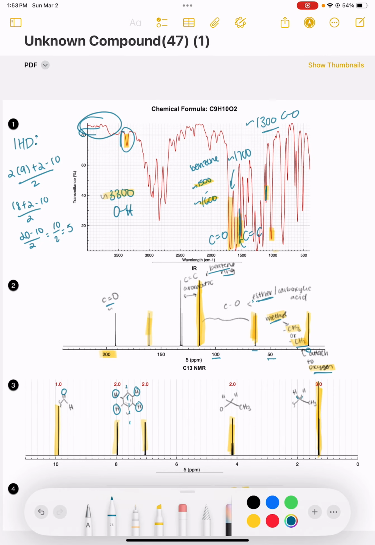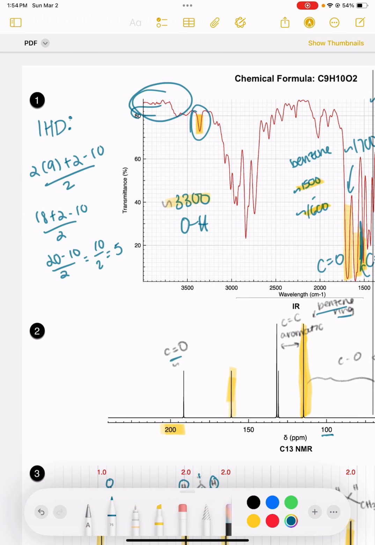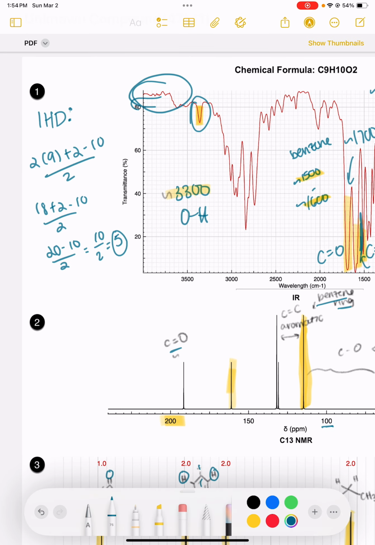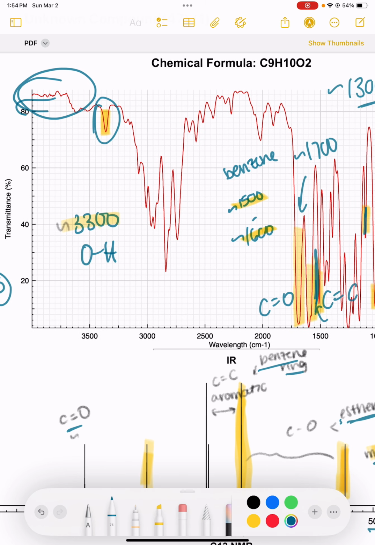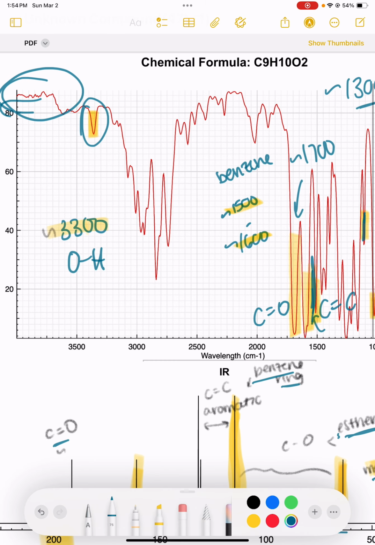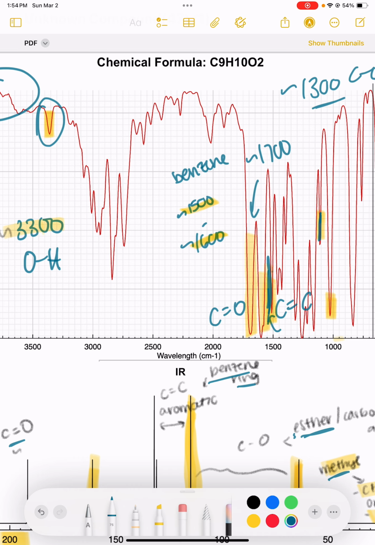Okay, so the chemical formula is C9H10O2, and I calculated the IDD, it comes out to be 5. If you look around 3300, we can clearly see that there is an OH bond, and we know it is not an alcohol or an alkene, because there's no dip to tell us that it's an alcohol structure on the IR.